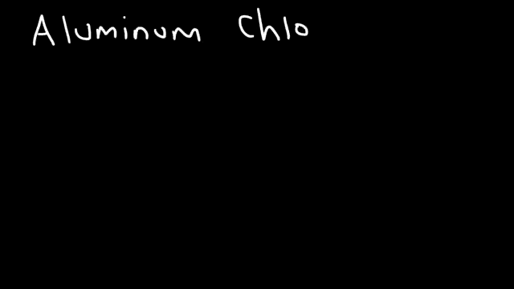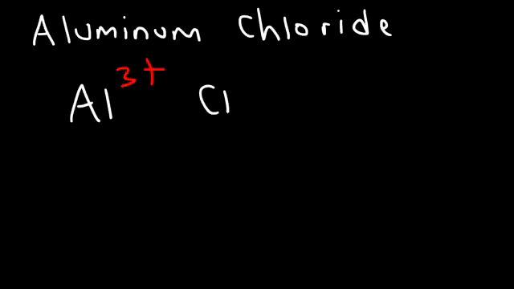So for instance, let's say if we want to name aluminum chloride. Let's try this example. So we know that aluminum has a 3 plus charge, and chloride is a halogen with a -1 charge. So how do we work with this? Now there's a technique that we could use. We need to swap the charges with the subscripts. So let me show you.